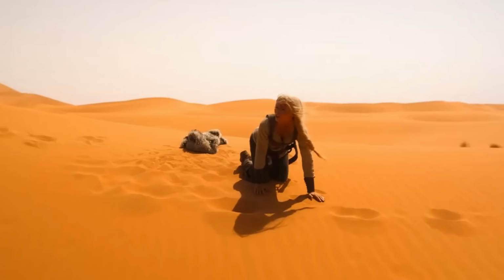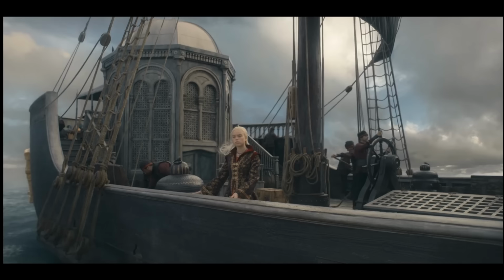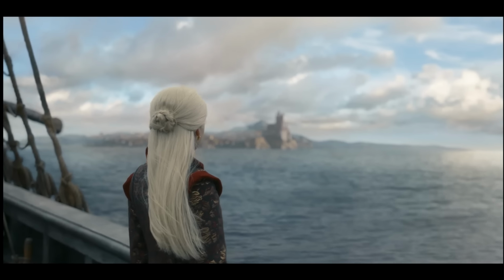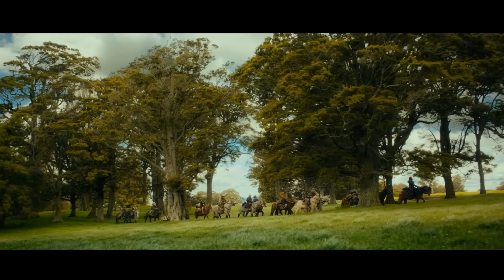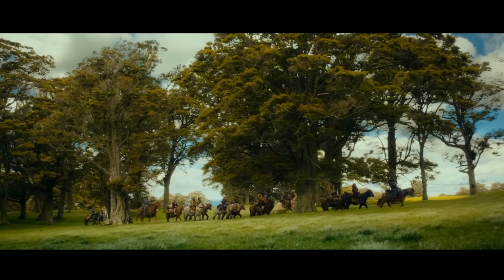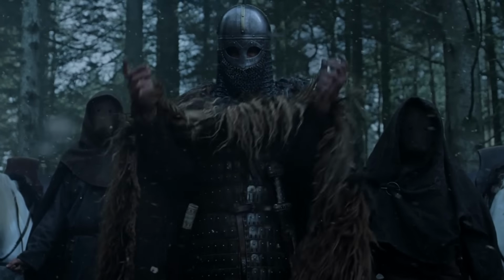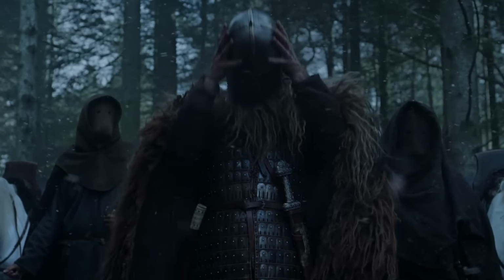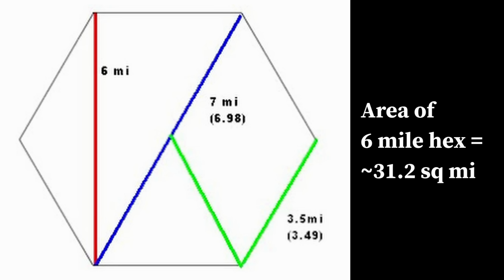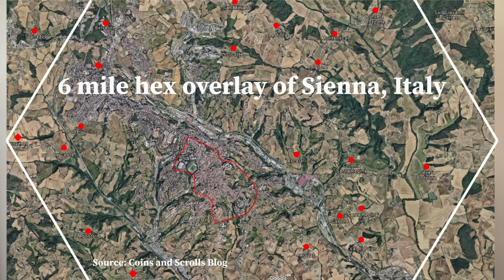I'm personally not a fan of having blank hexes. It can make sense for a trackless desert or an open ocean, but playing a hex crawl is about exploration. You should have things to explore within your hexes. Most hex maps are commonly set at a 6-mile scale. The area of a 6-mile hex is 31.2 square miles.